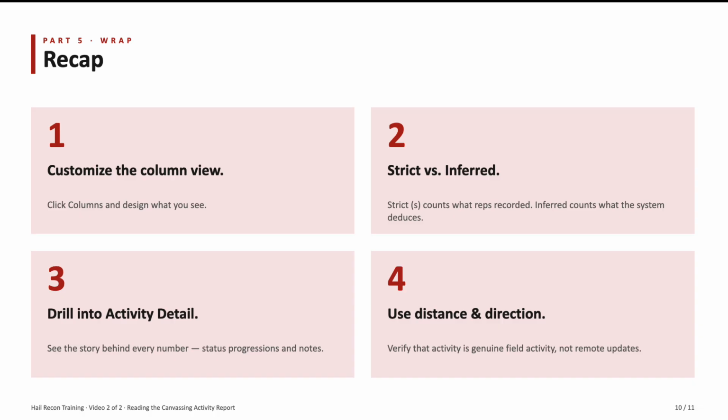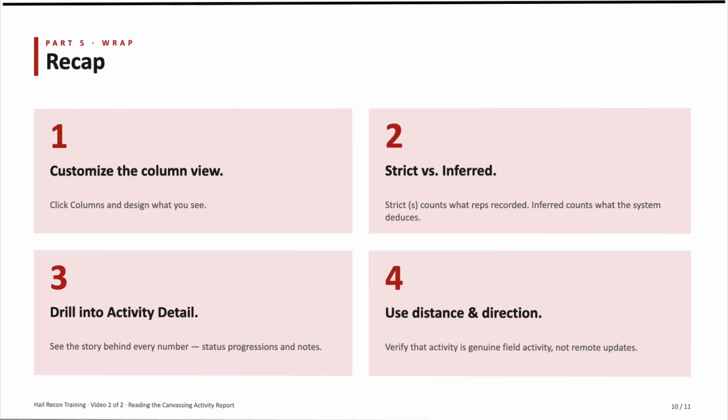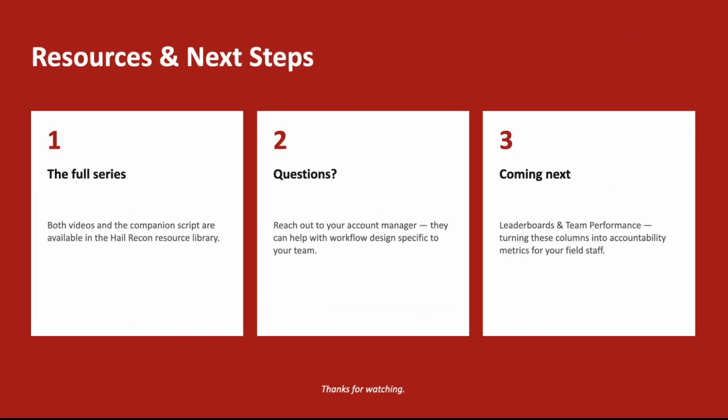4 takeaways. Customize your column view. Understand strict versus inferred. Drill into activity detail to see the story behind each number. And use the distance and direction data to verify that your reps are where they say they are. Combined with what you learned in Video 1 about performance categories, you now have everything you need to design a workflow and read what it produces.